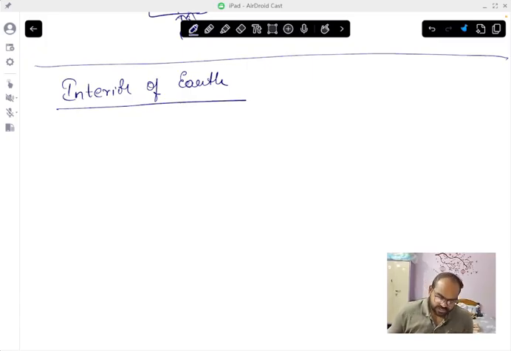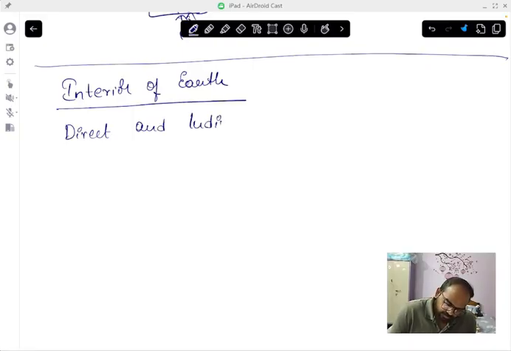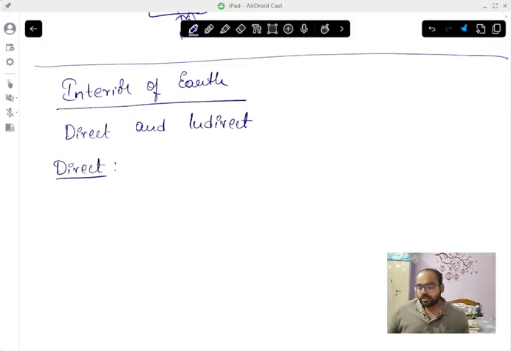We have two types of evidences. They are direct and indirect. First, we will look into direct. We all know that no one can travel inside the Earth beyond a certain point, because humans cannot sustain the high temperatures. Even if we send machinery, those machines cannot sustain such high temperatures and high pressures. That's why one cannot travel into deeper parts of the Earth.